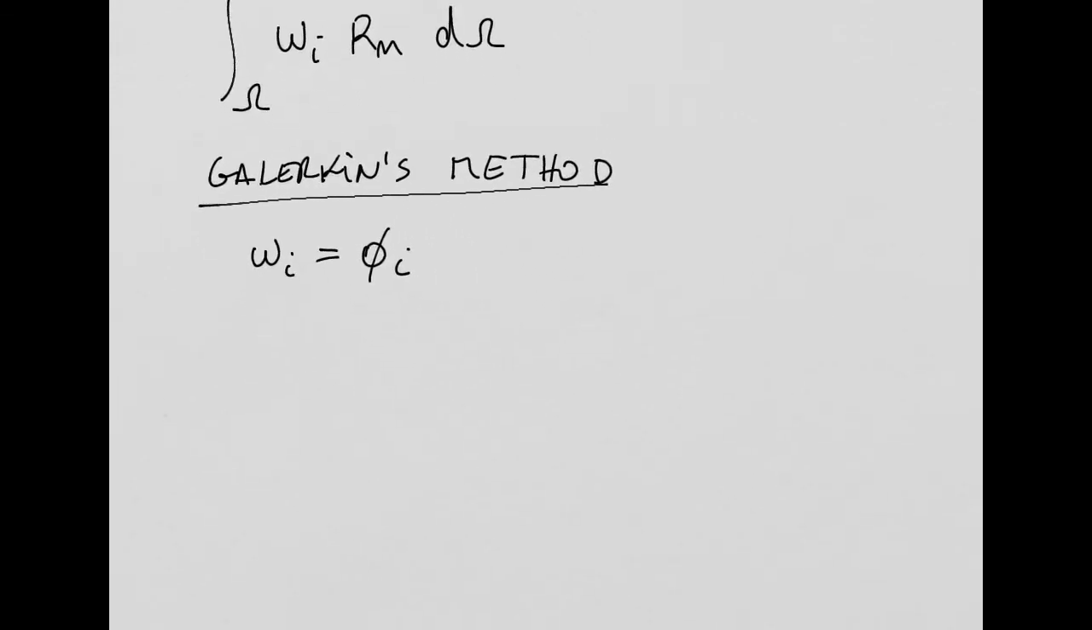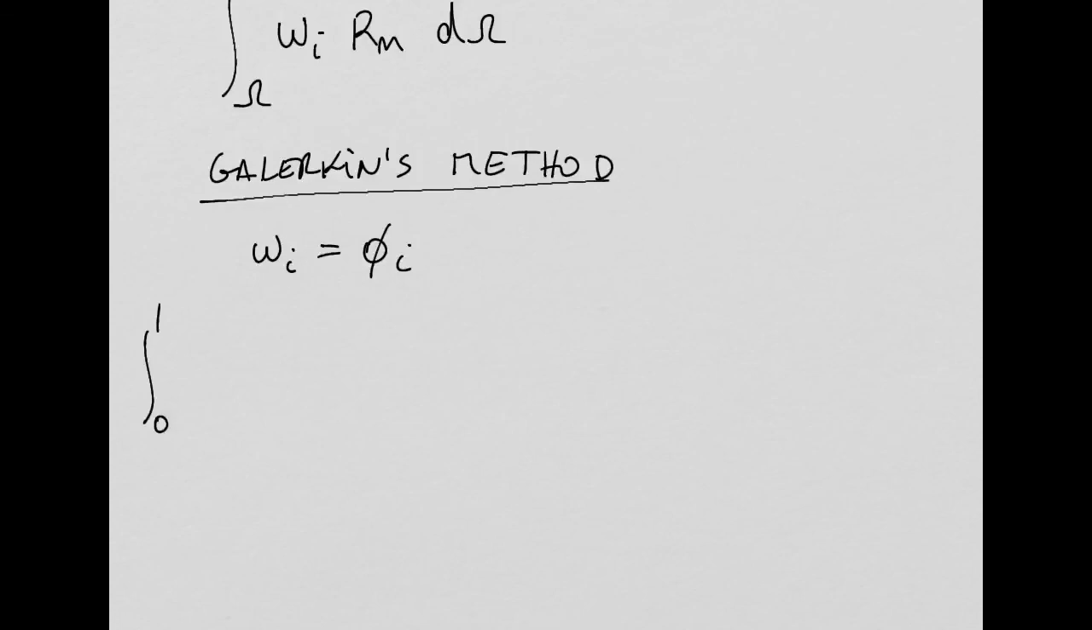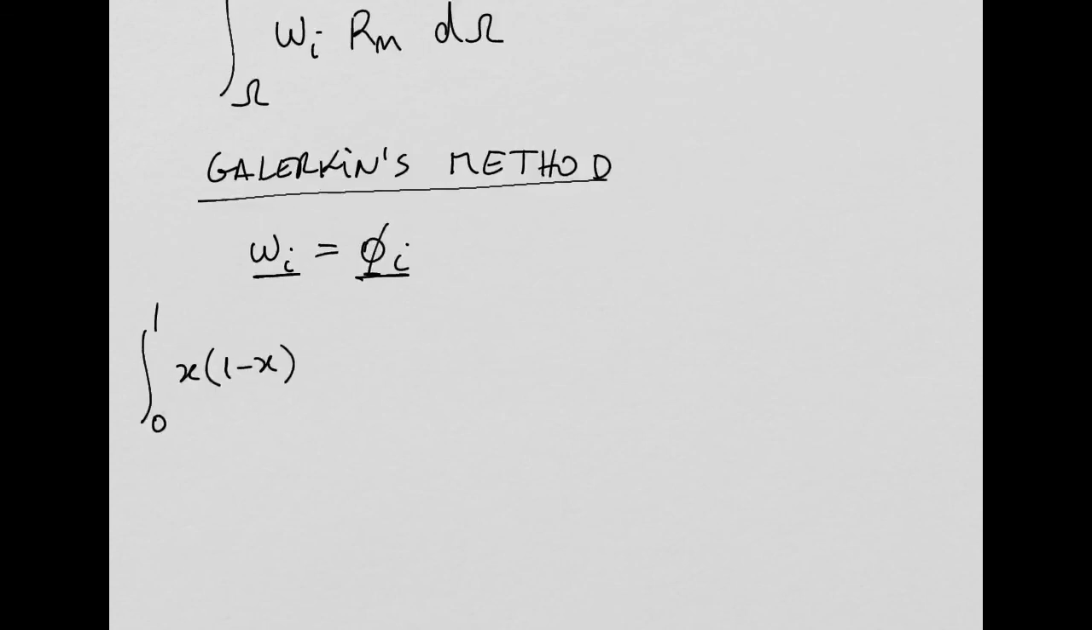Doing this integral means integral in the domain. So the domain of our beam is from 0 to 1. Yeah? The beam is 1 meter long. So we get integral from 0 to 1. I'm going to use the first shape function, replacing my weight function in my weighted residual. So the first shape function is x times 1 minus x. So this is my phi1, if you want, equal to W1.